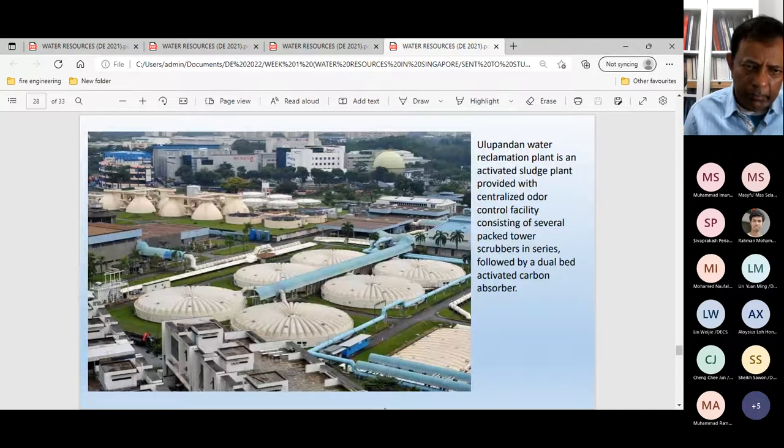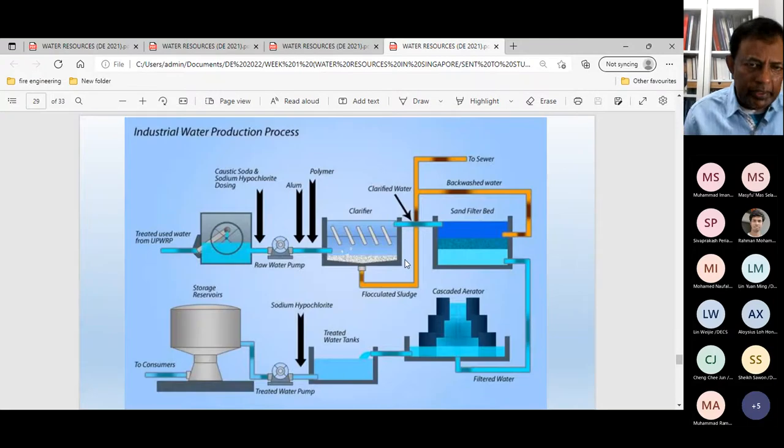Now, this is the complex, okay? So the Ulu Pandan water reclamation plant, and these are all aerators and sedimentation tanks, and you can see the digesters here. This is the bird's eye view of the Ulu Pandan treatment plant. This water is brought in and treated by conventional treatment, which means removing the grit particles using a fine screen, and after that they dose with hypochlorous acid, alum and polymer, both of which are coagulants. In addition, you also adjust the pH using sodium hypochlorite dosing.